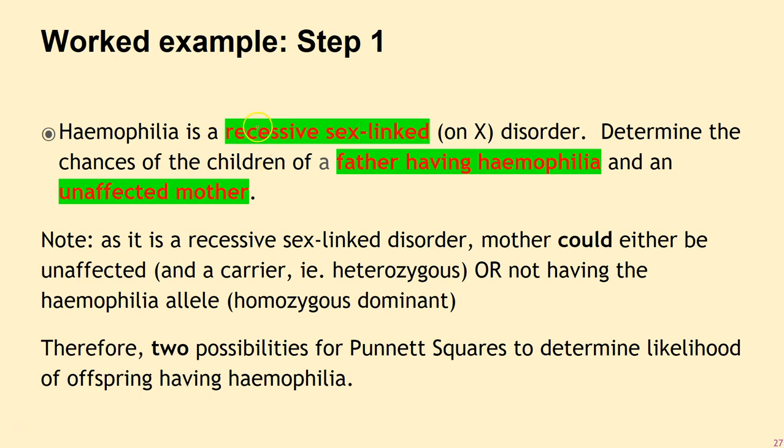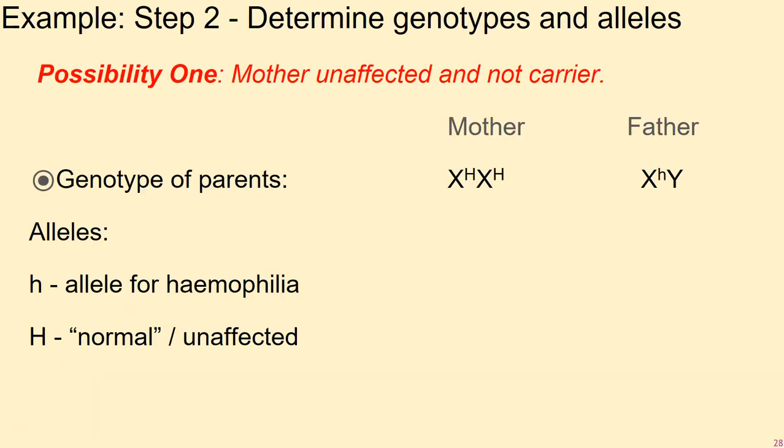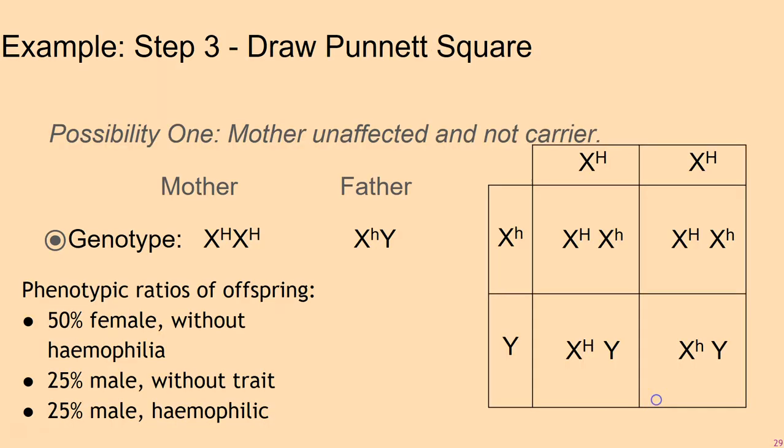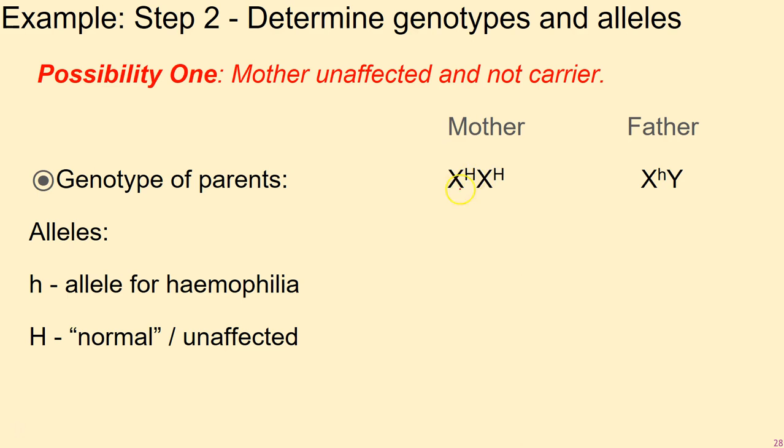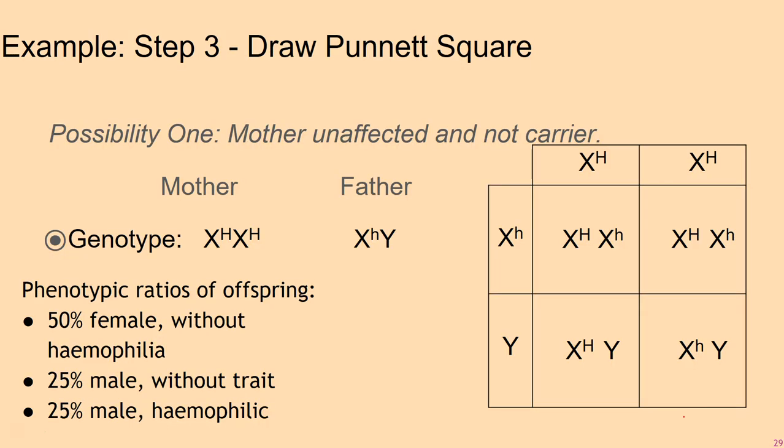So this is, if we were highlighting this question in our test, recessive sex-linked is important on X. The father has hemophilia and then an unaffected mother. Okay, so the mother can be heterozygous or homozygous, but there is only one option for the father. So there are two types of Punnett squares that we can have. We can have this one here where we have the X homozygous mother, and this is the Punnett square that we get for this.